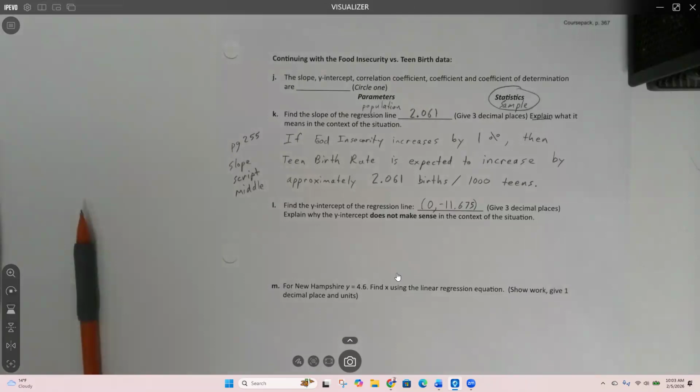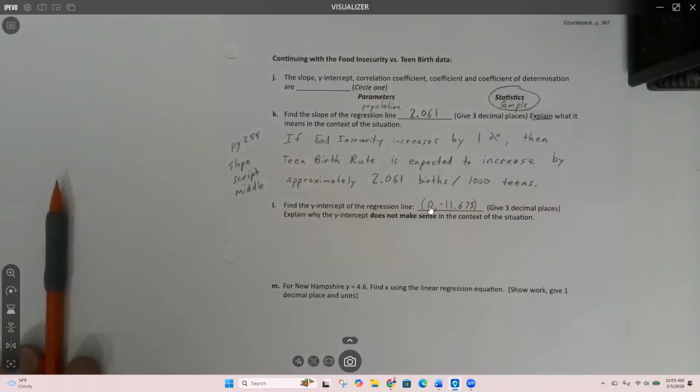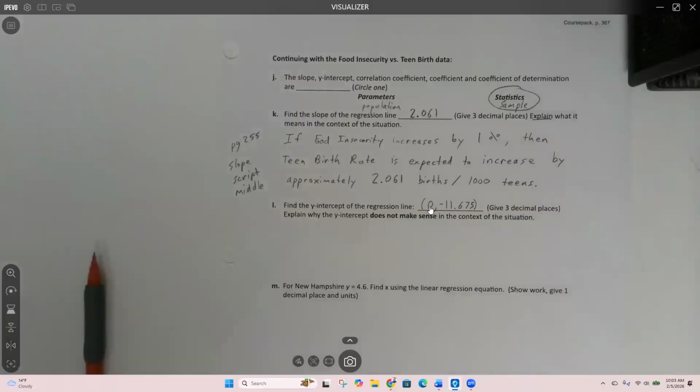So the y-intercept is where the line hits the y-axis, and that's not a number, it's a point, a coordinate. It has an x and a y value, and the x is always 0 for the y-intercept. That's the definition of a y-intercept: it's where it hits the y-axis, and the y-axis always has an x value of 0. But anyway, why does the y-intercept not make sense in the context of the situation?